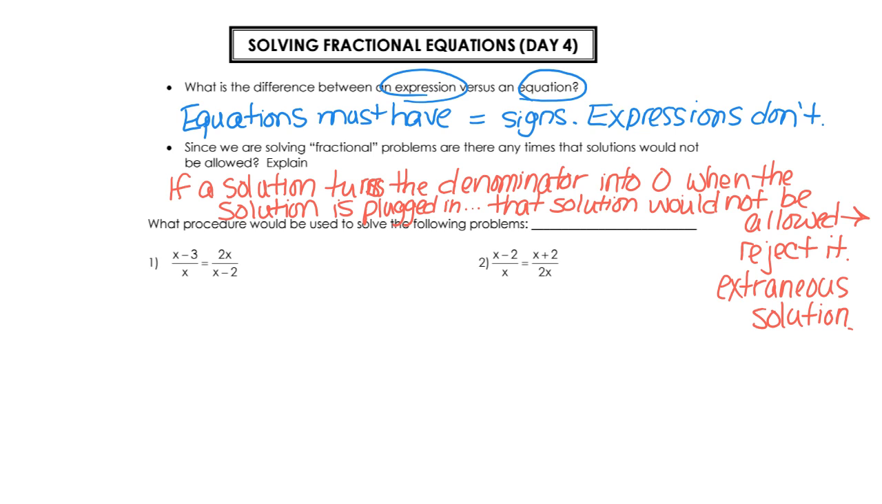All right, so next question says, what procedure would be used to solve the following problems? And there's a couple ways we could solve these, but the easiest way, as soon as you see a fraction equal to a fraction, we cross multiply. Okay, and that's only when you have a fraction equal to a fraction. There must be that equal sign in between the two fractions. If there is not, you cannot cross multiply. Okay, so here we go.